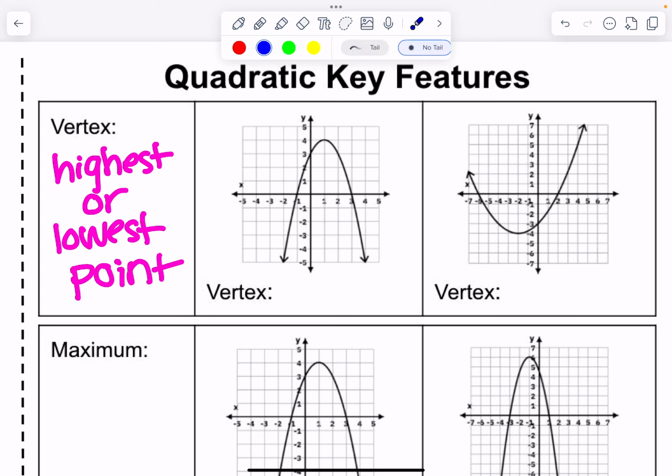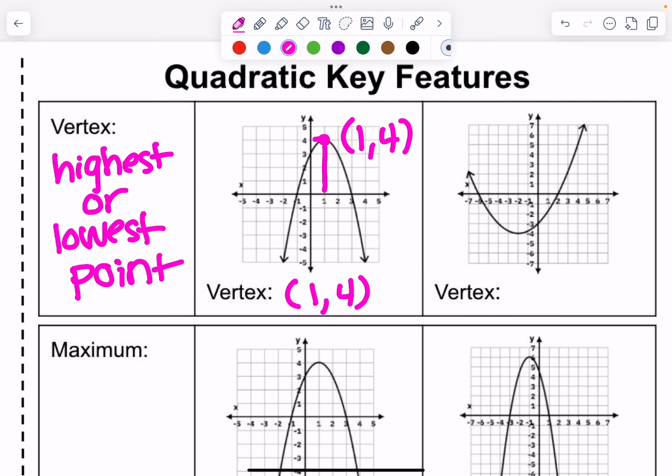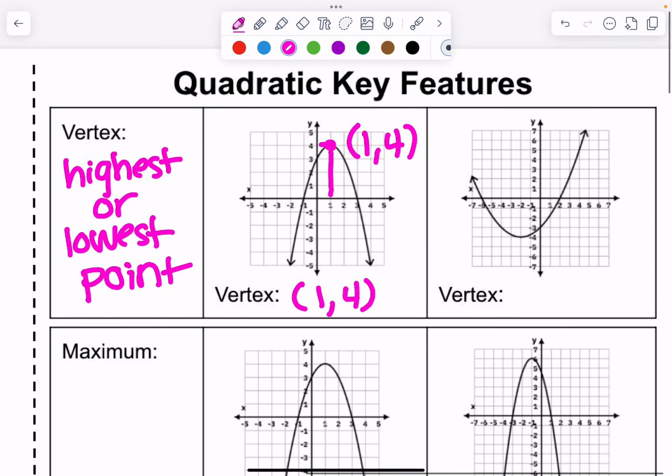So if I look at this graph right here, this kind of n shape, I know my highest point is right here. And I know that's going to be 1, 4. That is my vertex, 1, 4. We're done. That's it. Here on the next example, I have my lowest point. It's still my vertex, so I have -2 and -4. That's going to be my vertex.